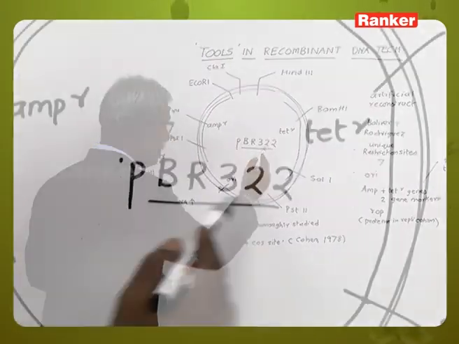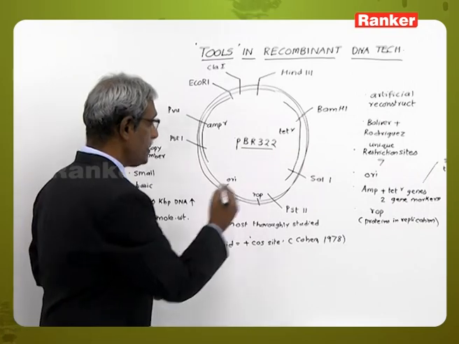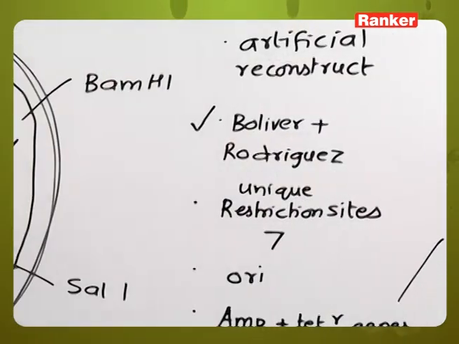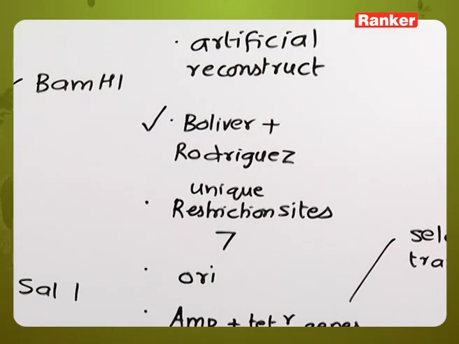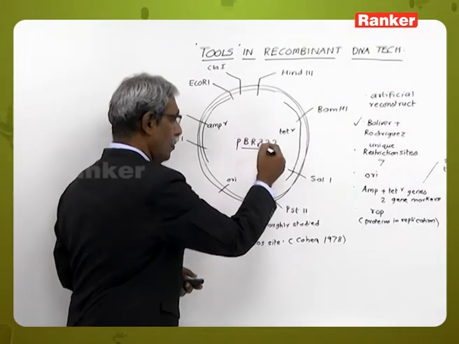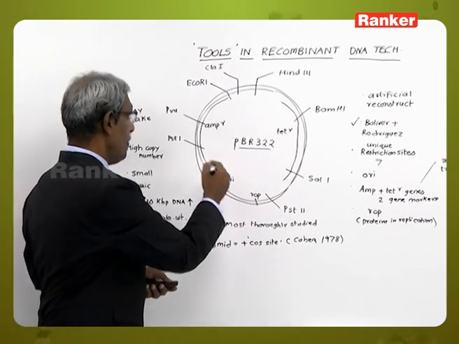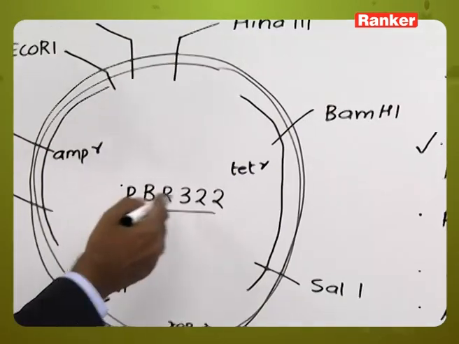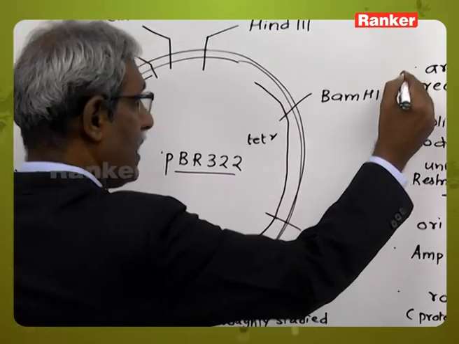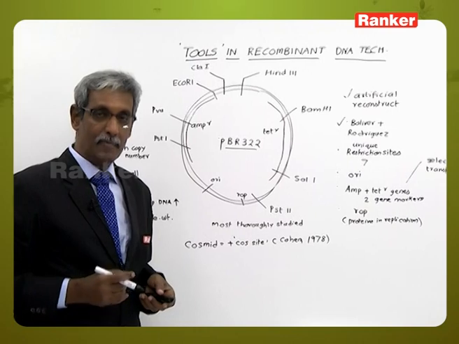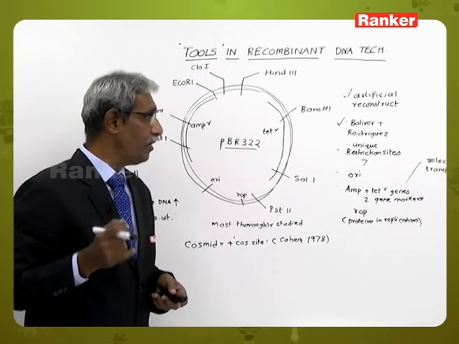Now, pBR322 is a cloning vector which has been constructed by Bolivar and Rodriguez. Bolivar and Rodriguez were two important scientists who primarily constructed the artificial plasmid which is termed as pBR322. So, it is an artificial construct, that is, it has been made in the lab. It has been studied in vitro.